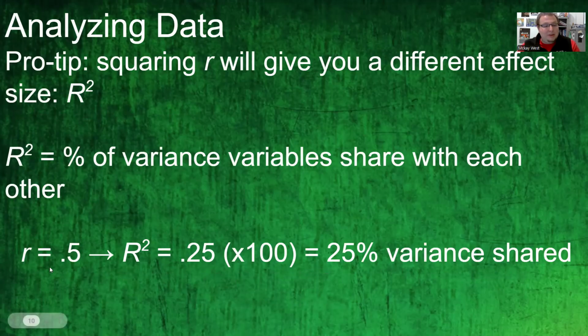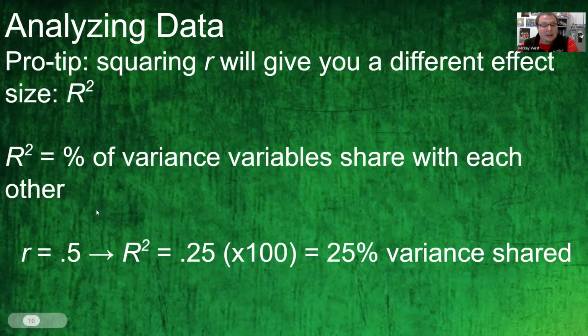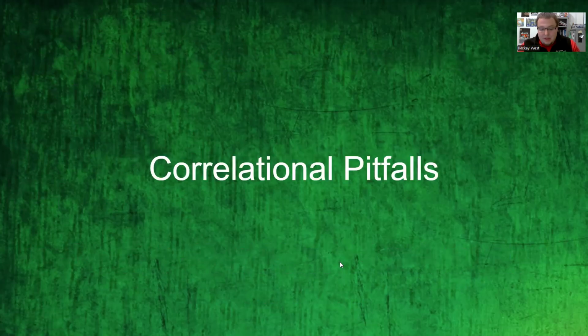So I've done the math here just to show you. If we had an r equals 0.5, which would be a large effect by little r standard, when you square that, it becomes 0.25. 0.25 doesn't help us as much, so let's times it by 100, which moves that dot over twice to make it 25. A quarter of all the variance happening in this intelligence versus video game hours relationship is being explained by just these two variables. That's a pretty good amount of variance. And so that is our effect sizes. That's how we interpret what r means.